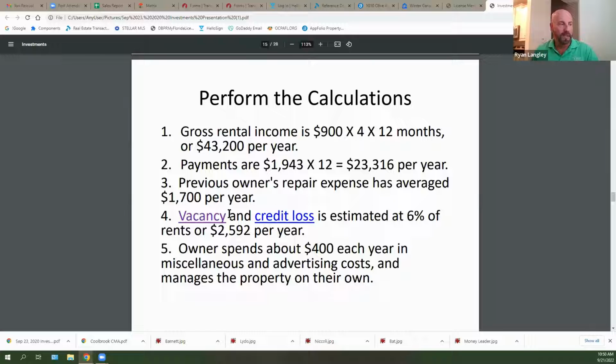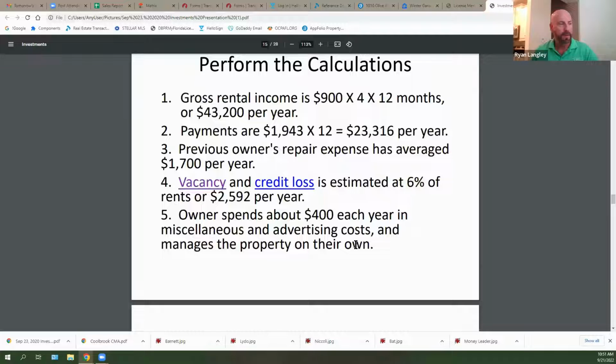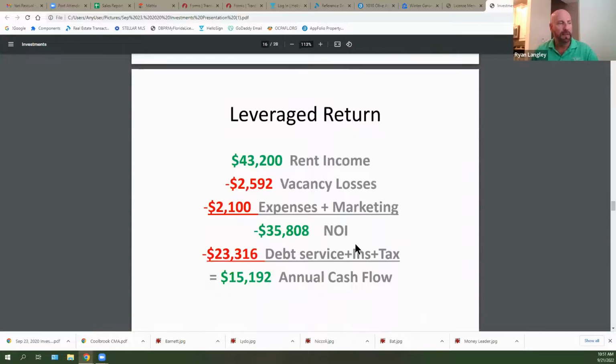Previous owner's repair expenses average $1,700 per year, just a little quadplex. Vacancy and credit loss estimated at 6% of rent, or $2,592 per year. Owner spends about $400 each year in miscellaneous and advertising costs and manages the property themselves. Okay, so they don't have a management expense. So here's the math. 43.2 minus the vacancy losses minus the expenses and marketing. There's our net operating income, 35,808. Our debt service, 23,316. And our annual cash flow is 15,192.